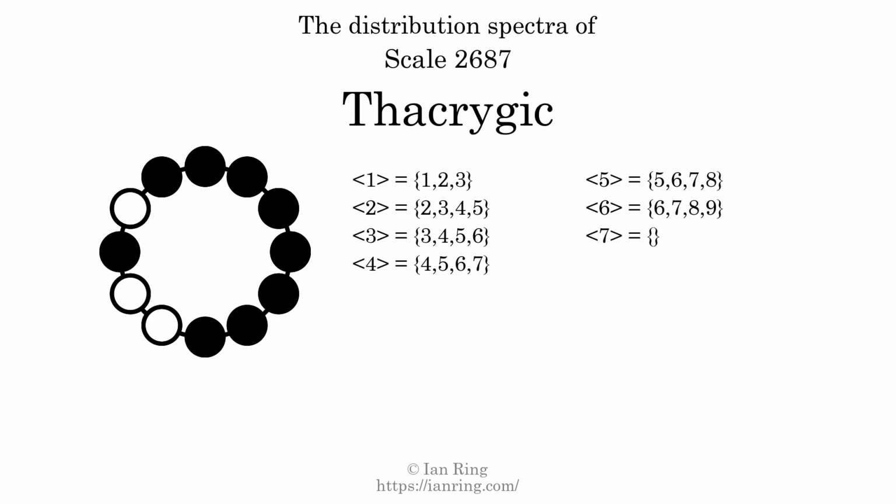The generic interval of 7 scale steps comes in 4 different specific interval sizes: 7 semitones, 8 semitones, 9 semitones, and 10 semitones.